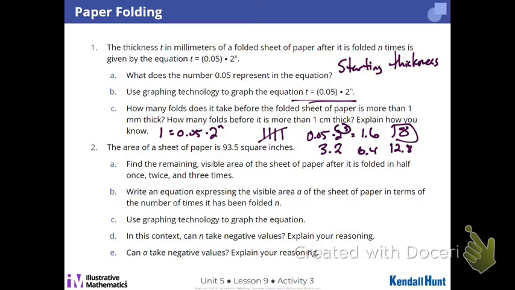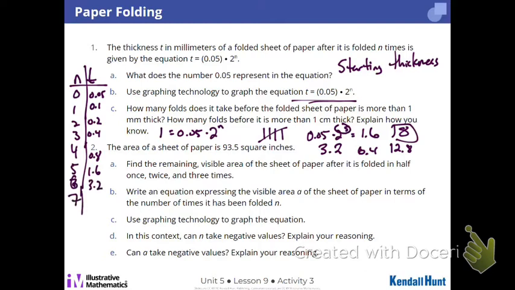I know because I doubled it that many times, correct? That's what I got. If you want a table, not a bad idea to get a table where we do n and T. We start at 0.05, and you could do 1 is 0.1, 2 is 0.2, 3 is 0.4, 4 is 0.8, 5 is 1.6, 6 is 3.2, 7 is 6.4, 8 is 12.8. You could have done that.